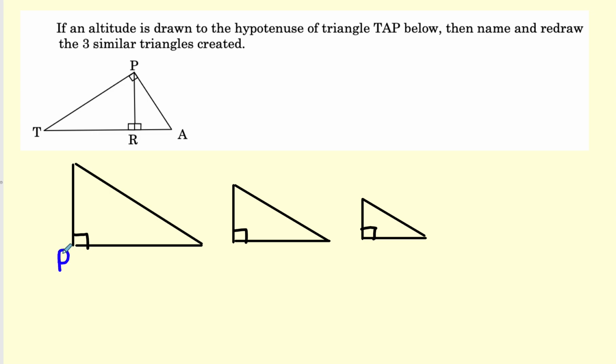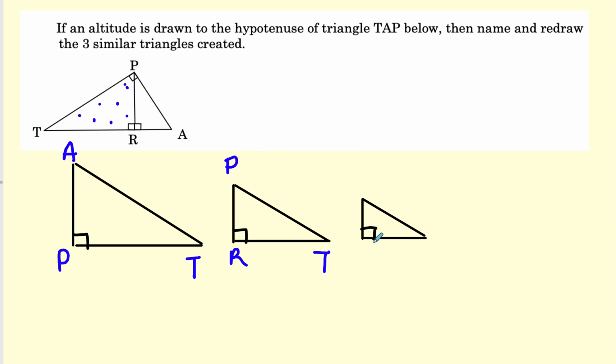So this is going to be P, and then I'm going to have A and then T. And that's my big triangle. Now my medium triangle, remember the right angle is at R. Now this is the medium triangle, and the medium triangle shares angle T with the big triangle, so I'm going to put a T here. And the only other letter left to use in that is P.